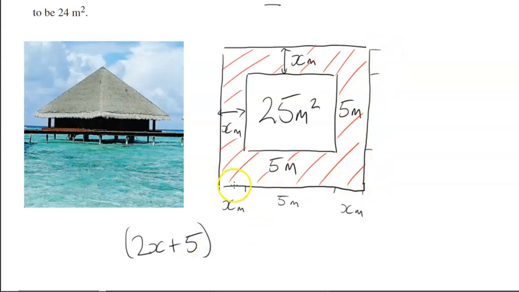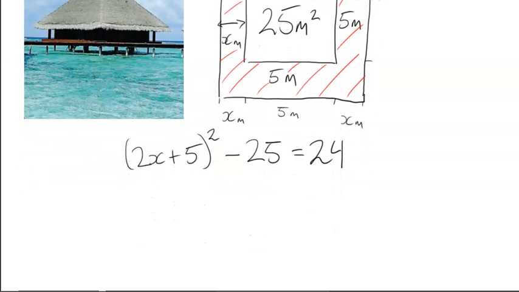And we're squaring this because we're trying to get the area of the whole thing. So this length here, 2x plus 5, is squared. Then we're just going to punch a hole through this, because we're only trying to find this outside area. So we subtract 25, or 5 squared, and this is going to be equal to 24. And so now what we need to do is solve for x.